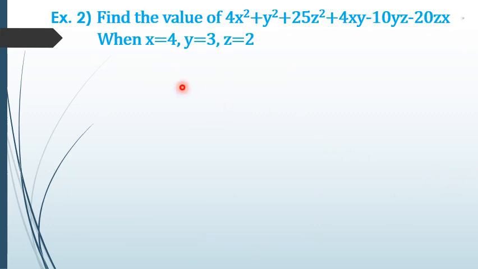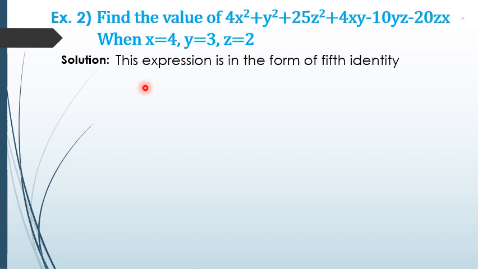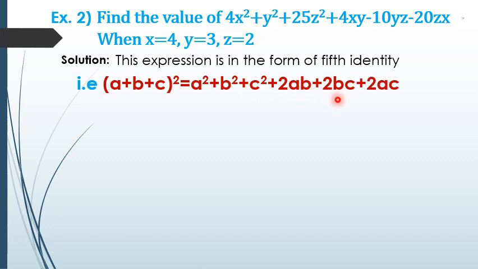Let us take next example. Find the value of 4x square plus y square plus 25z square plus 4xy minus 10yz minus 20zx, when x is equal to 4, y is equal to 3, z is equal to 2. Solution. This expression is the form of fifth identity. That is, (a plus b plus c) whole square is equal to a square plus b square plus c square plus 2ab plus 2bc plus 2ac. We should simplify this expression.